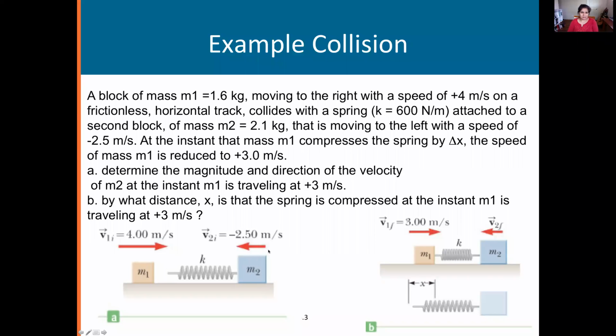After the instant that the mass m1 compresses the spring by delta x, the speed of mass m1 is reduced to 3 meters per second. Okay, so it slows down from 4 to 3 in the same direction. Part A, determine the magnitude and direction of the velocity of m2 at the instant m1 is traveling at 3 meters per second. Okay, so it's a frictionless system. We're going to assume that total energy is conserved. Also, our linear momentum is conserved because in any kind of system it is conserved. And what happens after collision? Do we know anything after collision?